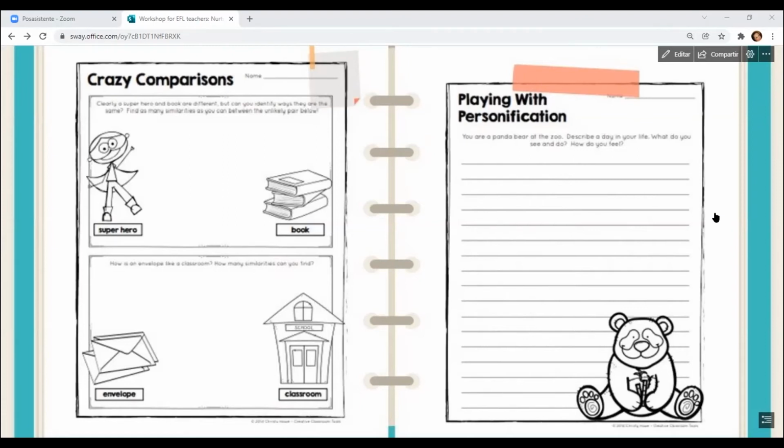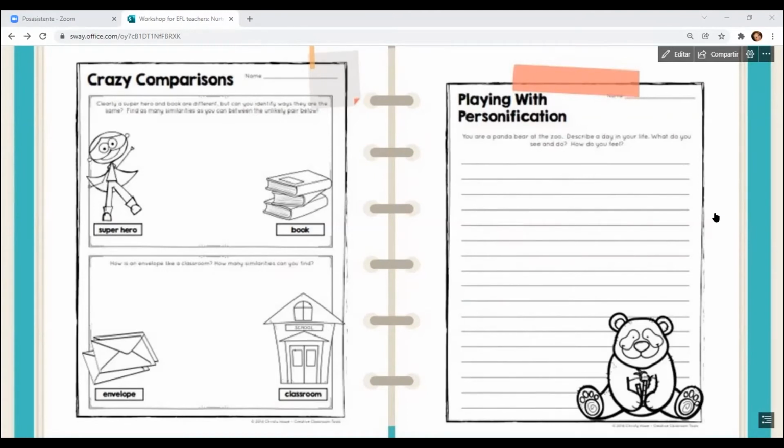But the first thing that came to my mind between superheroes and books is that they both can tell amazing stories. Like the superhero can actually say it to you. And in the case of the book, well, it's written.